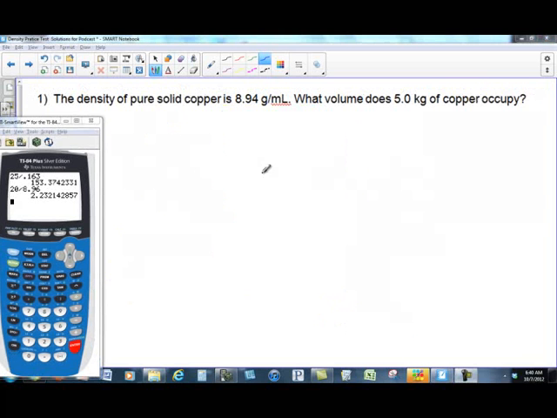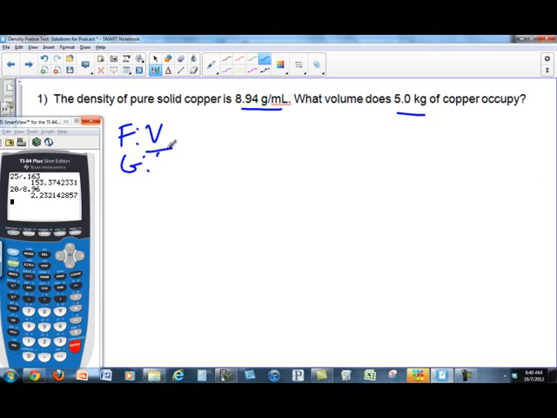Alright, now we're on the front side. So here it says we have density of pure solid copper is 8.94 grams per milliliter. What is the volume of 5 kilograms? Okay, so we're trying to find volume. We are given, and it's hard to find the given sometimes, so it's easy just to start with what you're trying to find. In this case, volume, and then you ask yourself, the volume of what? And the answer is 5.0 kilograms of copper. Okay, so we're going to start with 5.0 kilograms of copper.